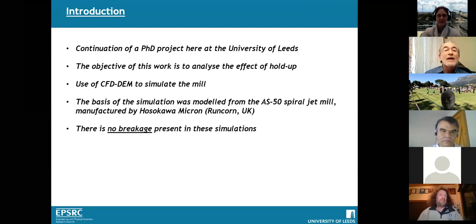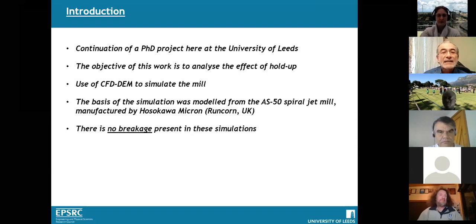So the objective of this work is to analyze the effect of holdup, what is in the mill, and how that influences the particle profile, particle flow profile. Holdup is actually a dynamic parameter, which is based on the input of the feed material and also the breakage of the material and classification. However, here we do not look at the breakage, for reasons you will see later on. So really, holdup is basically what we put into the system and vary.